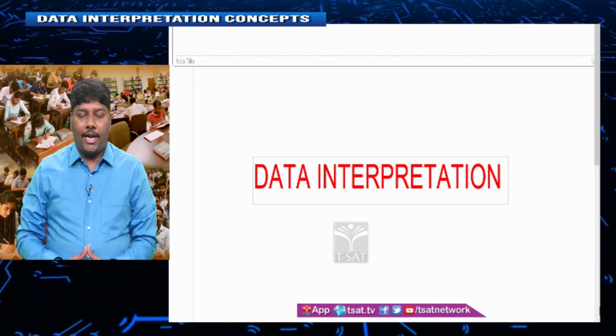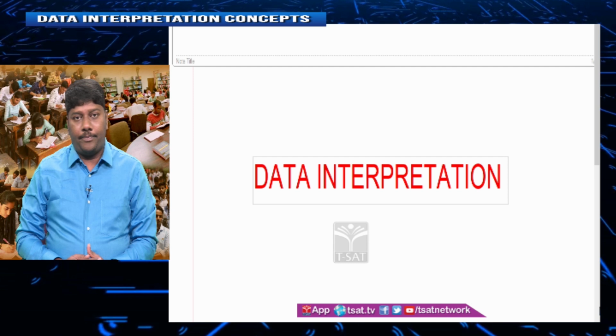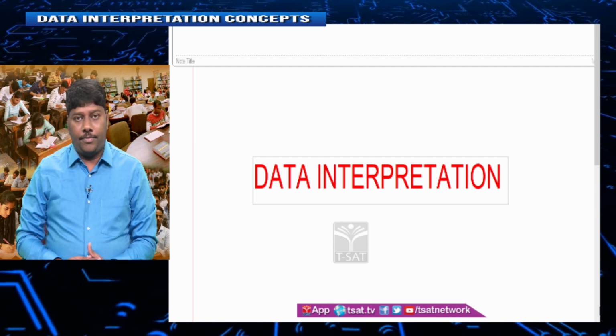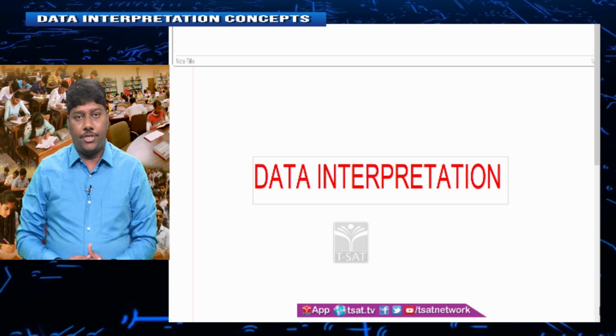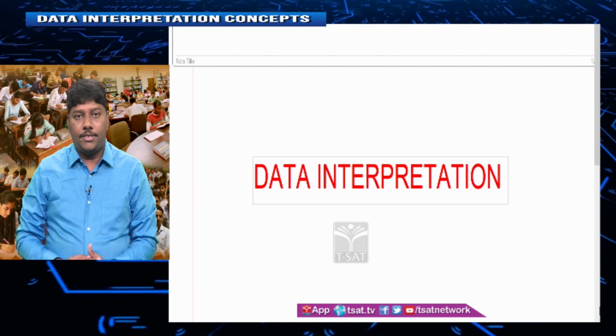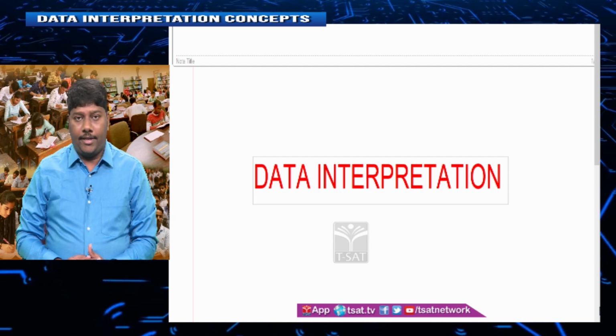So what kind of data interpretation questions may you get? They will be of various types. They may ask you a question based on a bar graph, or a tabular graph, or pie charts, or a line graph.